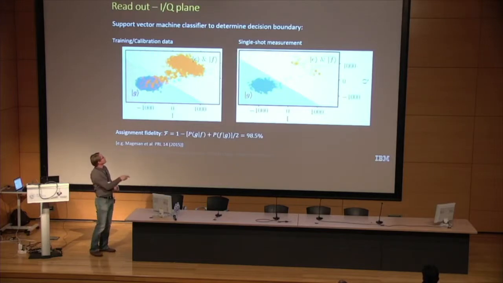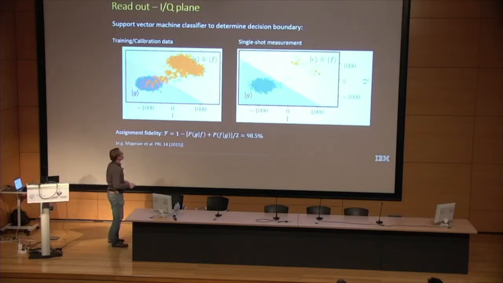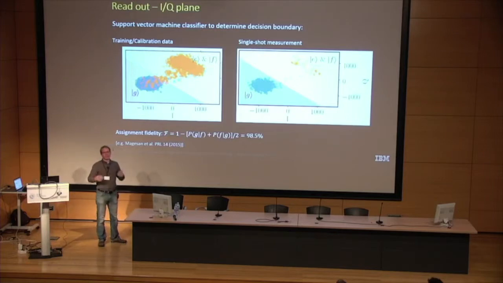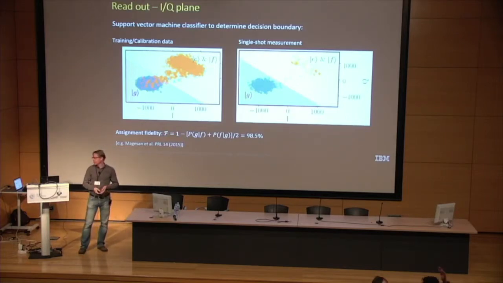And also, in this experiment, we also looked at the F state, but it doesn't matter here. For this experiment, we find a fidelity for this readout of 98.5%. So, and that's where we can use machine learning concepts for analyzing our experiment.